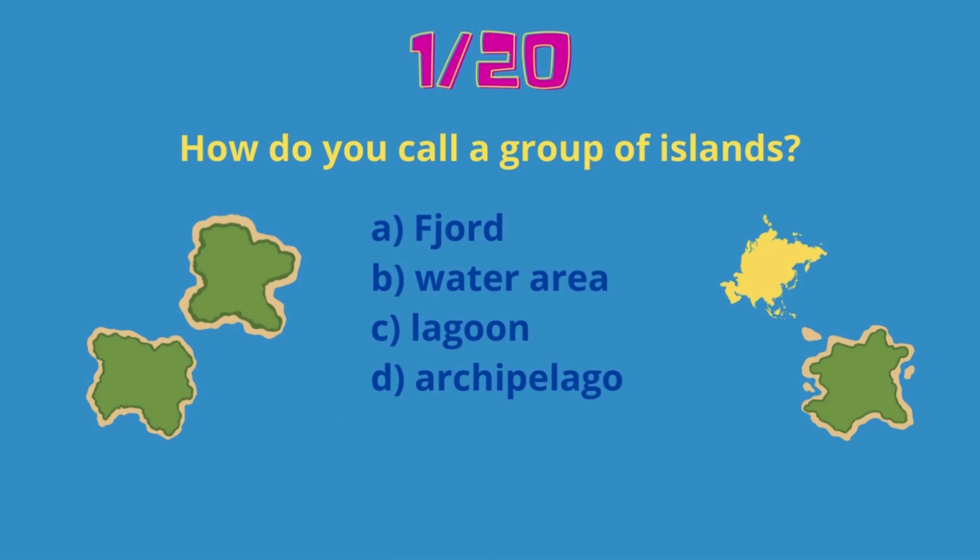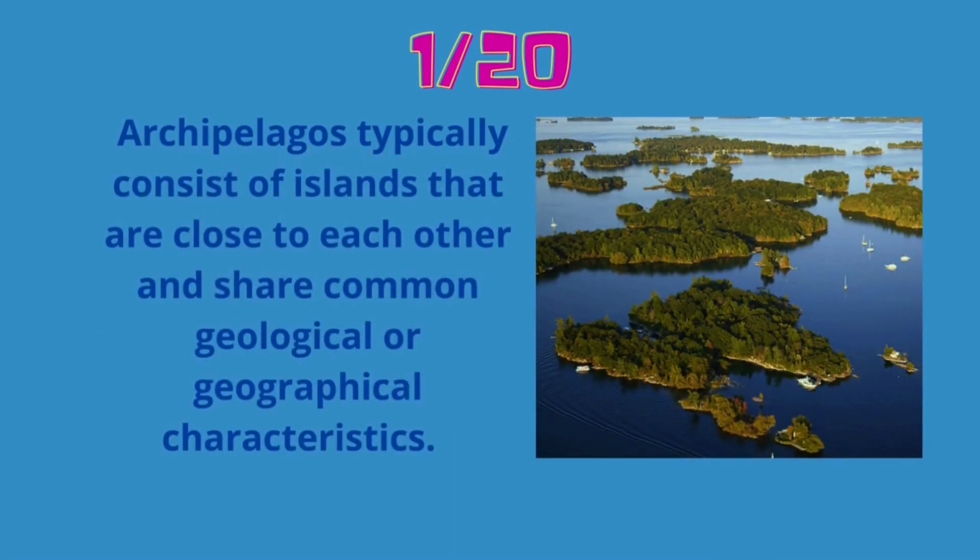Fjord. Water area. Lagoon. Archipelago. Archipelagos typically consist of islands that are close to each other and share common geological or geographical characteristics.